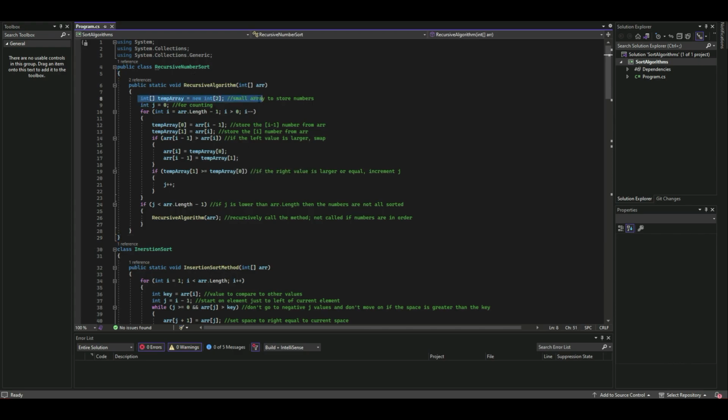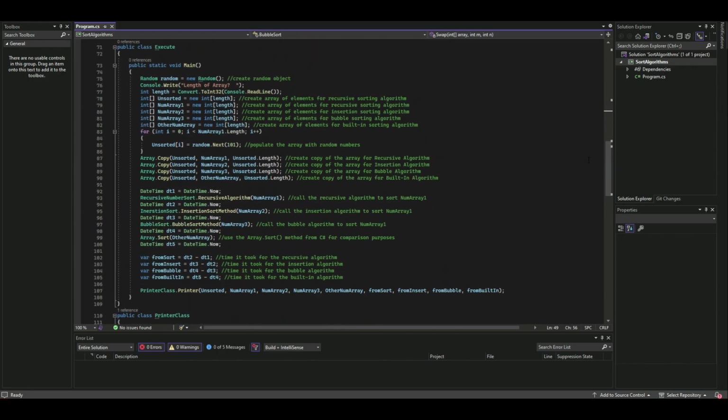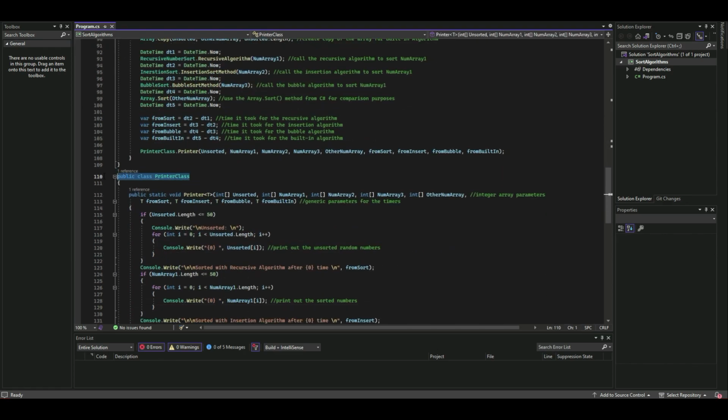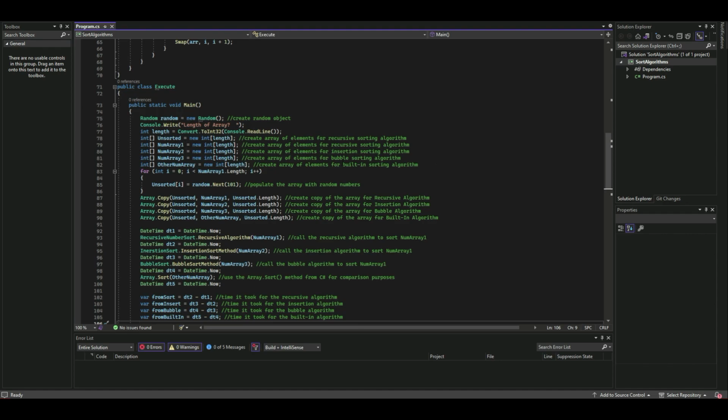We use this temporary array here, and we compare the elements in our array, then use the elements from the temporary array to swap them. So it's similar to this swap algorithm right here. Then we have our main method here. This is just the printer class, which will print things when our unsorted is less than 50. So I'm making several of these integer arrays here so that we can use each of these different sort algorithms on them.